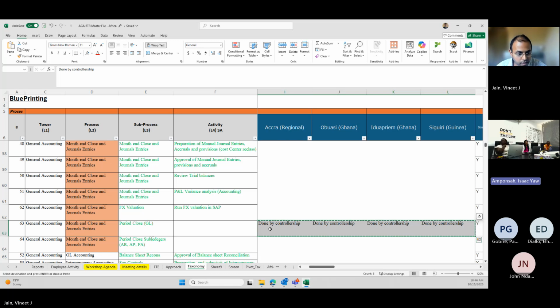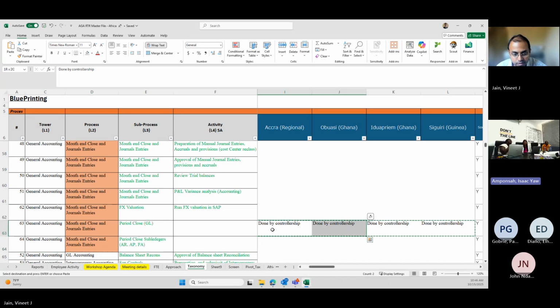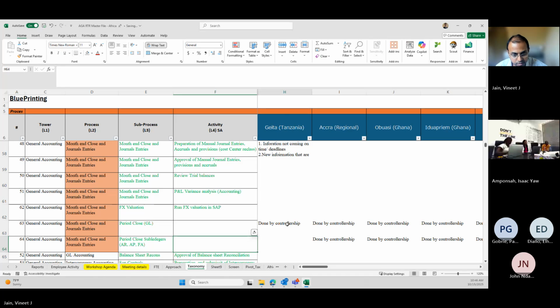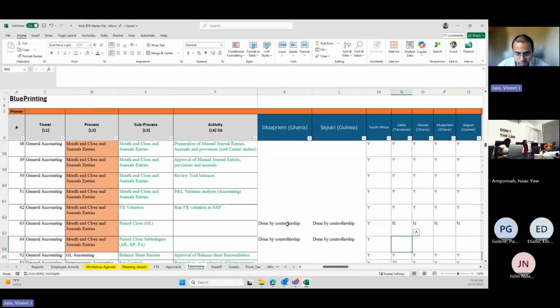I'm here, line number 64. That's done by controllership. No, the subledger, AR, AP. Who closes it? The subledger. Controllership. Okay. So this is also done by controllership.